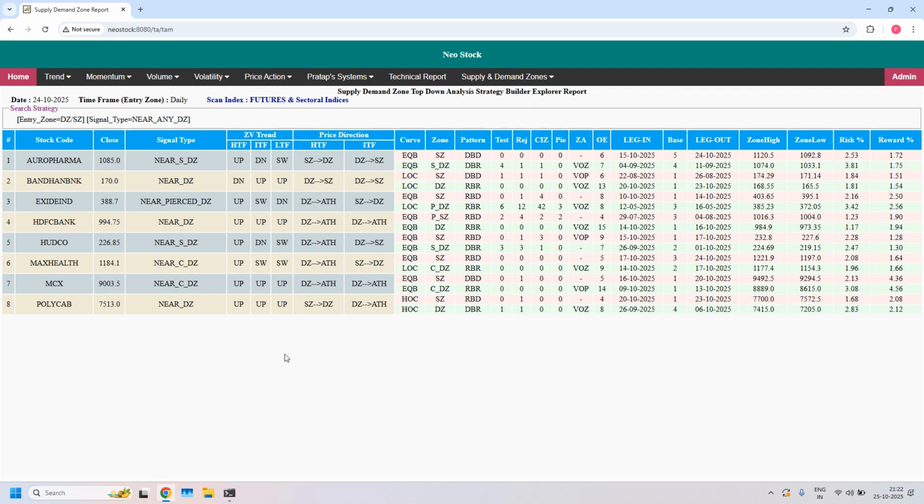Let us identify high liquidity zones. Aurobindo Pharma is having a daily high liquidity demand zone. Hutco is having a daily high liquidity demand zone. Max Wealth is having a daily high liquidity demand zone. And MCX is having a daily high liquidity demand zone. So total 4 daily high liquidity demand zones identified from this list.